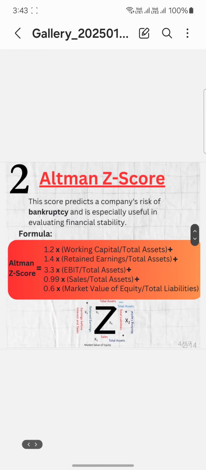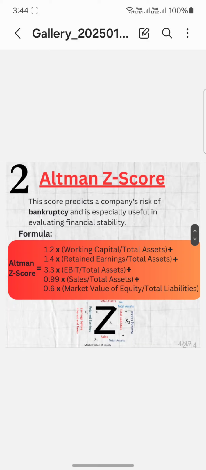The second ratio is called the Altman Z score. This score predicts a company's risk of bankruptcy and is especially useful in evaluating the financial stability of a company. What is the formula of the Altman Z score?